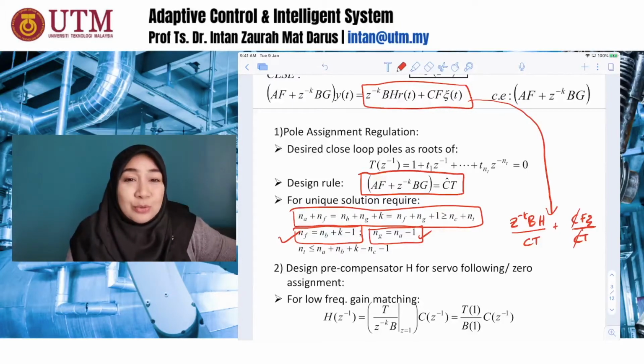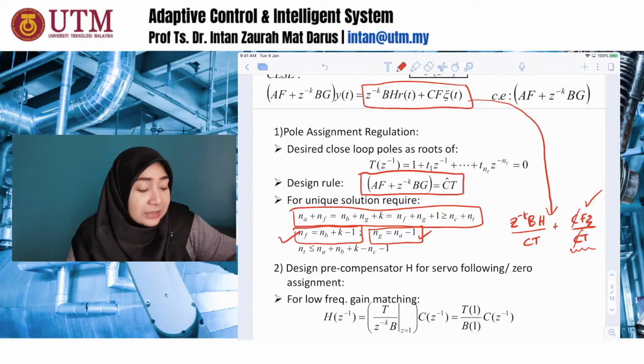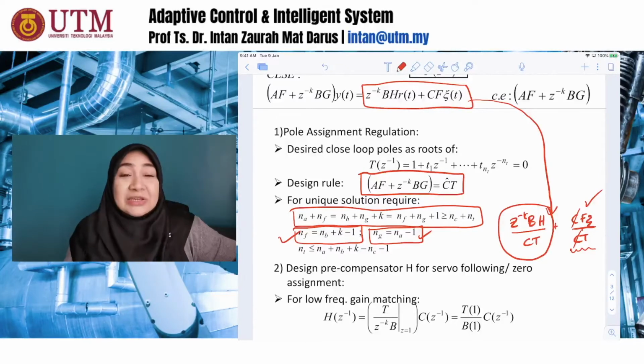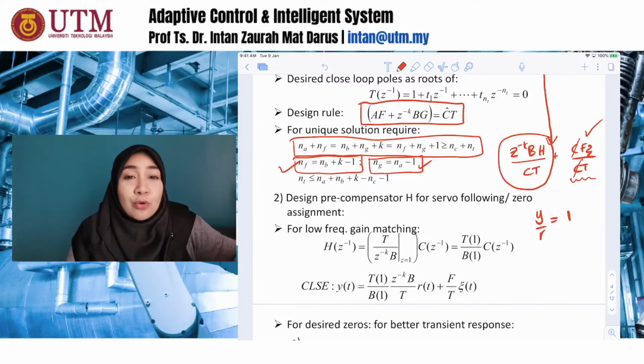You want to cancel the polynomial C at your noise, so that the noise becomes white noise. So this is really good. But on the other side, you have z^-k B H also divided by C T. On that part, you want Y over R to be equal to 1, because you want it to become a servo following. You want your output to follow the reference signal that you give to the system, the input.